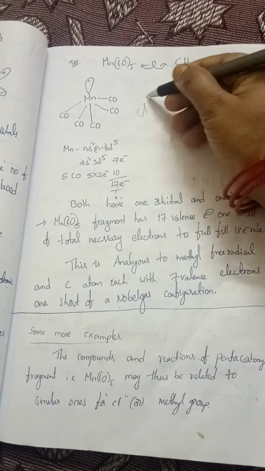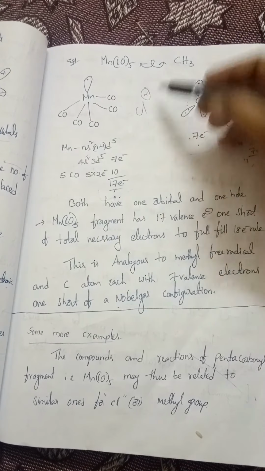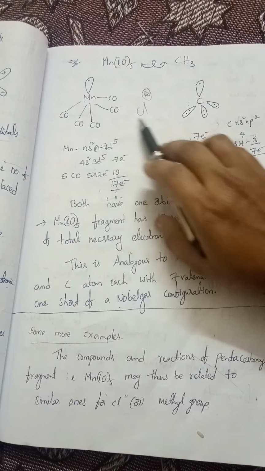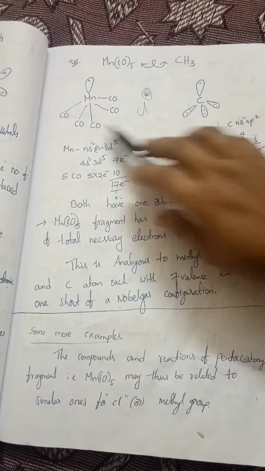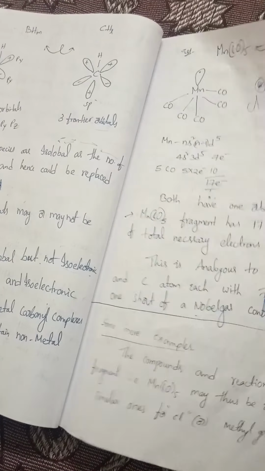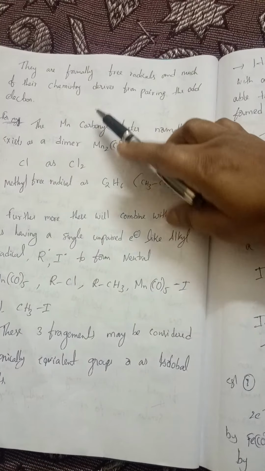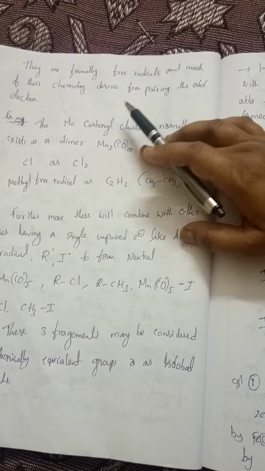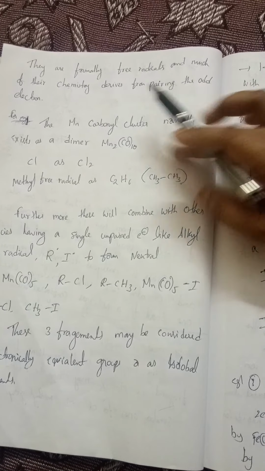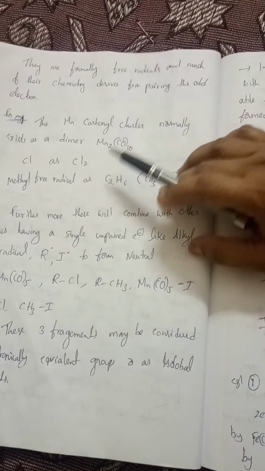So here we discuss chlorine, Mn(CO)5 and CH3. These three are isolobal and isoelectronic to each other. Next, they are formal free radicals, and much of their chemistry derives from the pairing of the odd electron. Odd electron means one more electron needed in these particular clusters.